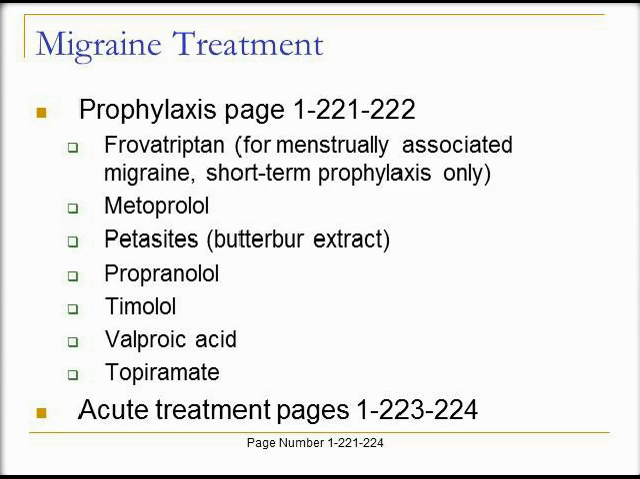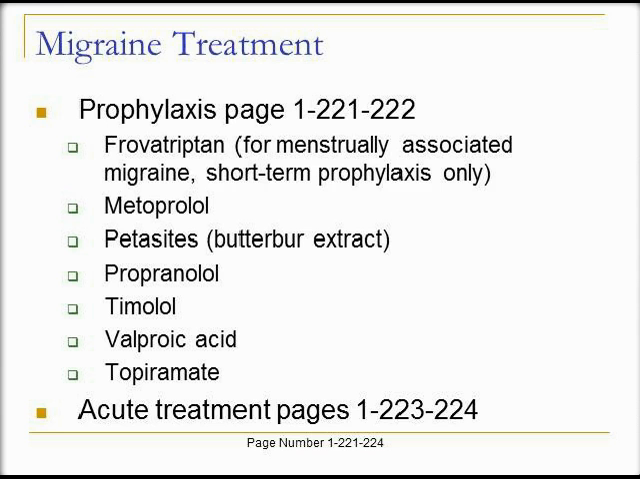So for prophylaxis, there's a big list in your book, but to summarize, frovatriptan has been used, but it's really only for menstrually associated migraines, and you would only use it for a short period of time. Personally, I don't see how you would afford it for any longer than a short period of time, to take every day. Metoprolol is often used. Obviously, that's a good choice if you have someone who has another indication for metoprolol. Same with propranolol, right? Hypertension or some other indication. Could be a bad choice, right? If you have someone that has reactive airway disease or diabetes, you might avoid it.